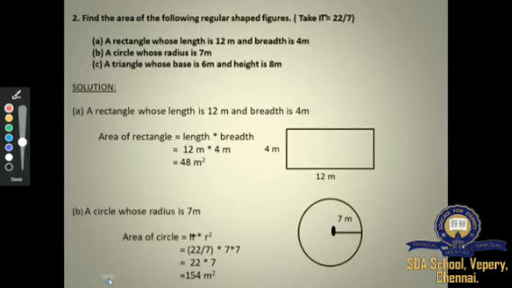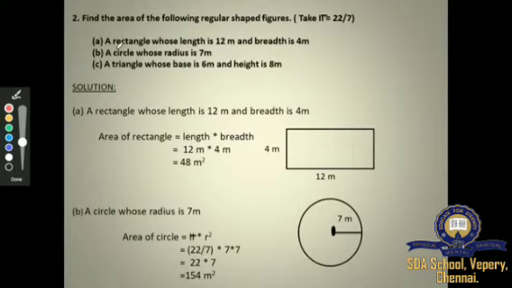Find the area of the following regular shaped figures. Take pi is equal to 22 divided by 7. So the first is a rectangle whose length is 12 meter and breadth is 4 meter. The next one, a circle whose radius is 7 meter, and the next one is a triangle whose base is 6 meter and height is 8 meter.